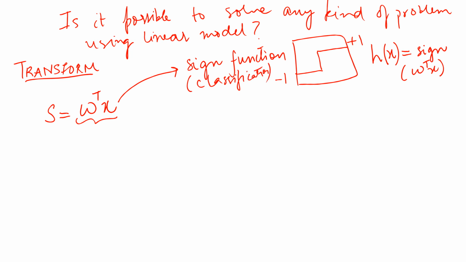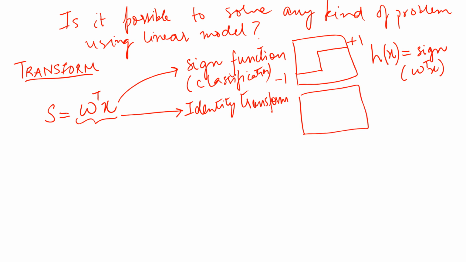Okay, the second type of problem was regression. So this is known as identity transformation. Essentially, we take the real value as it is. What it looks like is nothing but my h is going to be my s. Just take it as a real valued function. So essentially, my h of x is going to be the direct W transpose X. Right. So that's how I'll solve regression type problems using this linear model.